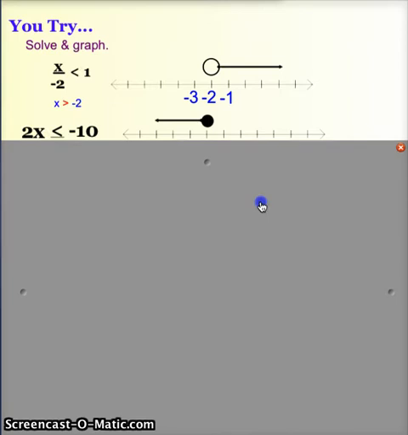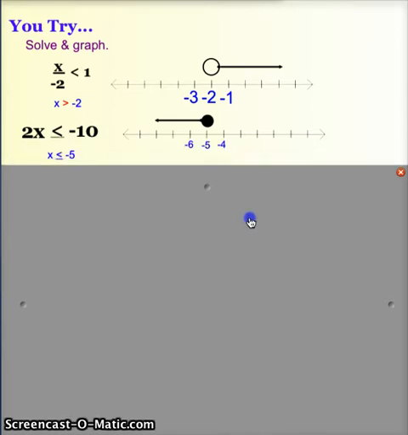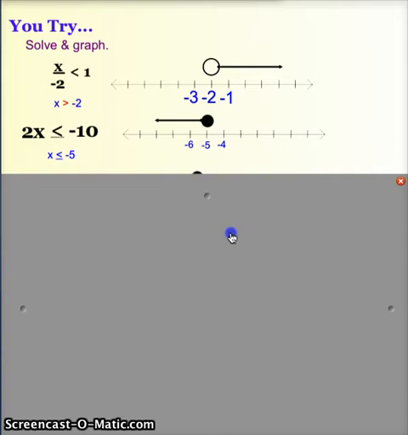Number 2, 2x is less than or equal to -10. Pause the video here. You should have divided by 2 on both sides. Because you are dividing by a positive number to isolate the variable, you do not need to flip the sign. So since you divide by +2, you get x is less than or equal to -5. Because it's also equal to, you should have drawn a filled in circle on -5 pointing to the left, all numbers less than -5.